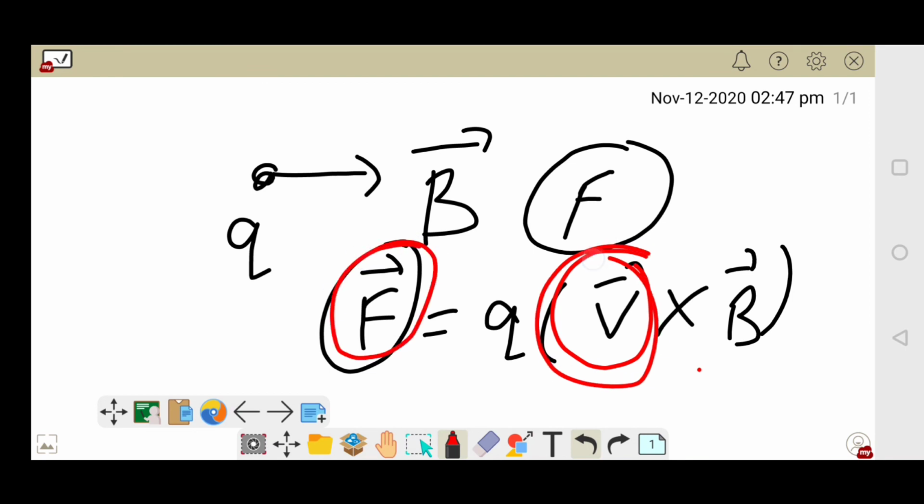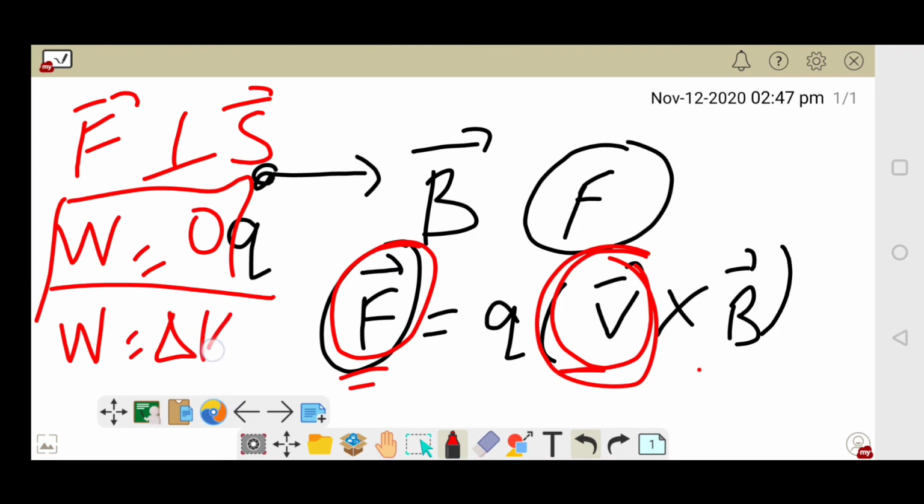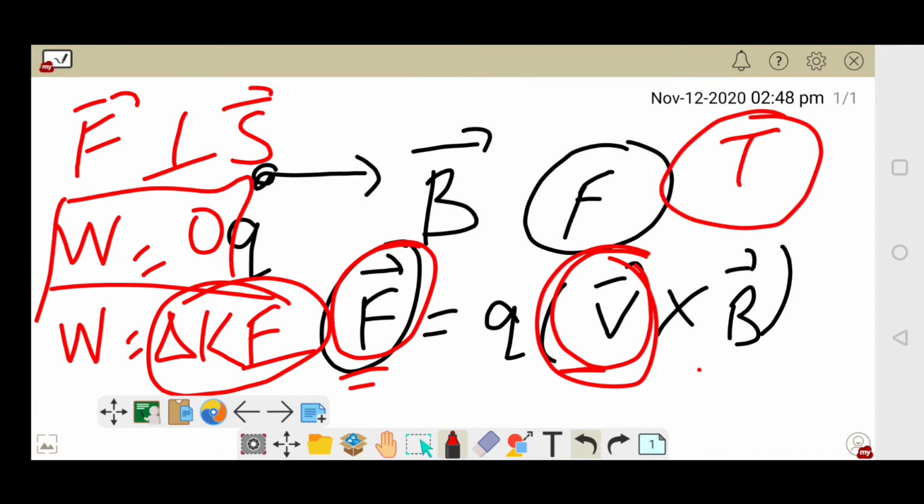Force and velocity are perpendicular. If force and velocity are perpendicular, obviously the force will be perpendicular to the displacement S, so work done will be 0. Work done by the magnetic Lorentz force is 0. Now since work done is equal to change in kinetic energy, and work done is 0, the change in kinetic energy will also be 0. So there will not be any change in the kinetic energy. Since the particle enters the field with kinetic energy T, after 3 seconds also the kinetic energy will remain the same. So option A is the correct answer.